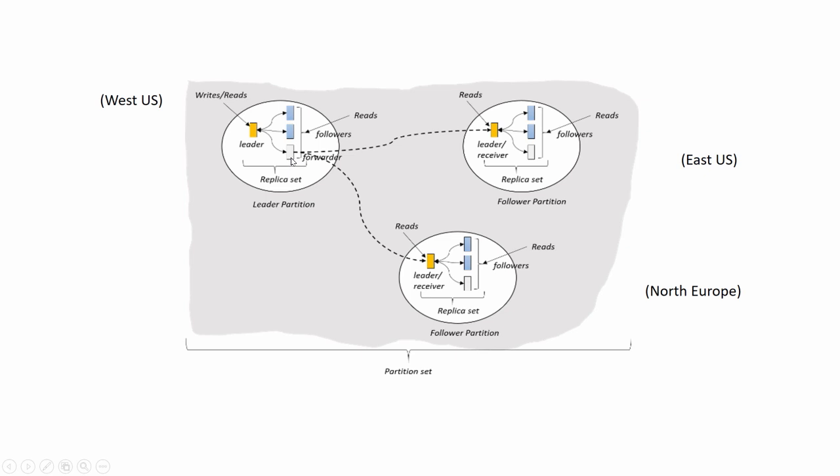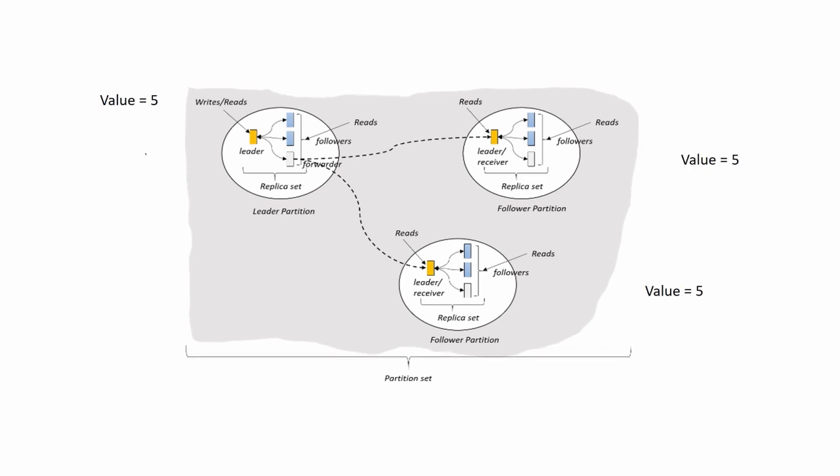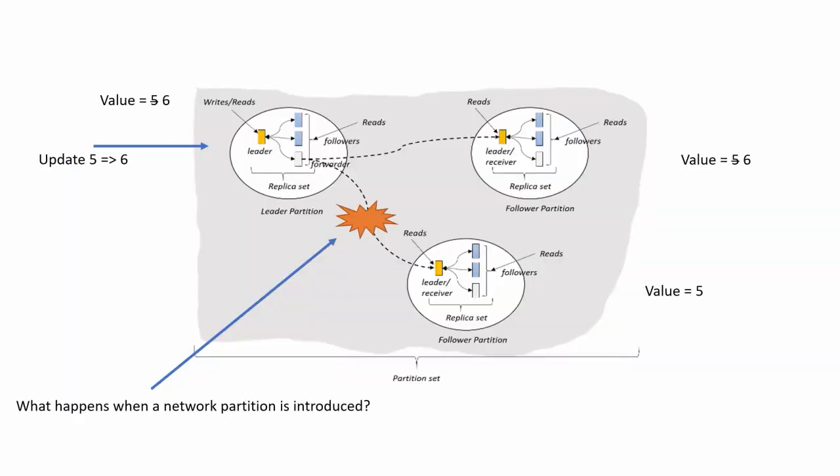One of the replicas is going to be designated as a forwarder, and it's going to forward and asynchronously replicate to the other regions. So let's say I have a record whose value is 5 in each of these regions, and I want to update the value from 5 to 6. The first thing you probably think about is Brewer's CAP theorem. With CAP, you're talking about, given consistency, availability, and partition tolerance, what happens when there's a network partition? What happens when there's an outage?